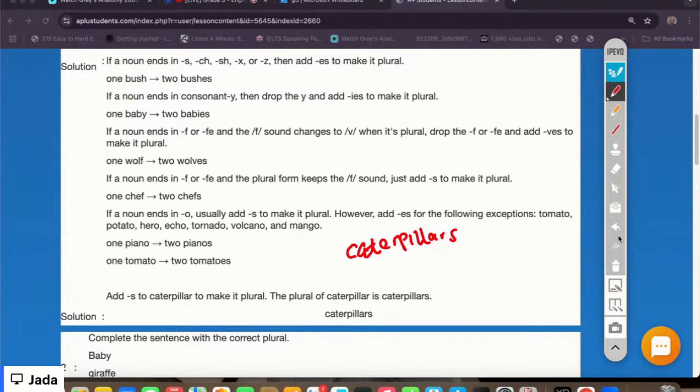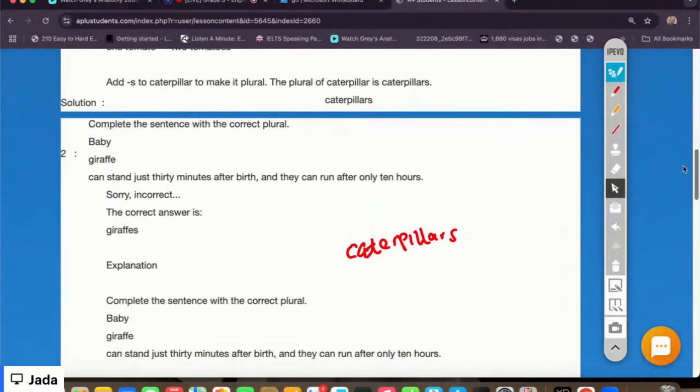So caterpillar is just one. So making it plural, we will add S. Okay? Oh, yeah, that's true. Did you know that caterpillars are insects, just like their parents, butterflies? Okay, that's great.